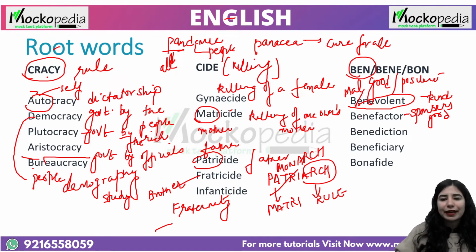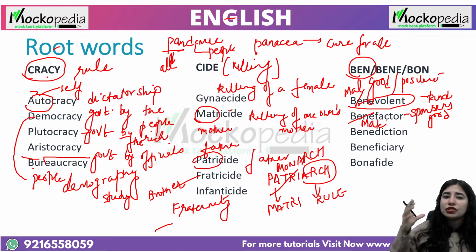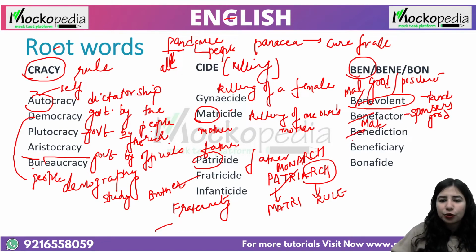Now come to the next one, and again you can make an opposite of it by placing the root mal. Malefactor means a person who's negative, who's taking away the good things from you. Next is benediction. Again, you can make an opposite by adding mal, which gives malediction.